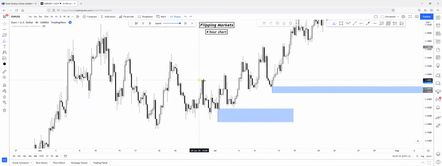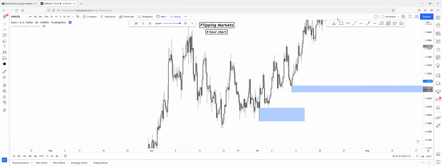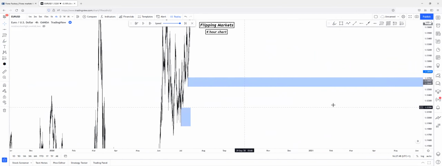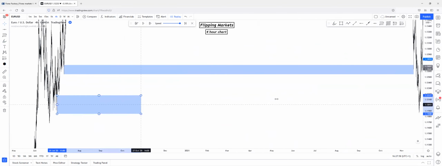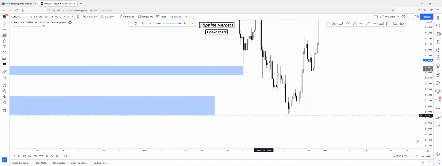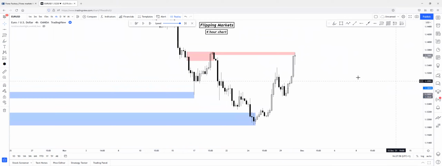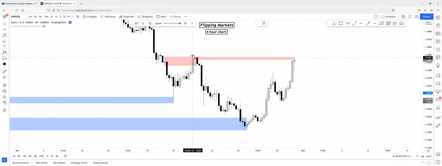As you can see, it just did a small change of character or break of structure to the upside with not much of an inefficient push, small liquidity sweep. So yeah, this region is just a range, and demands in ranges aren't the most valuable demand zones. Okay, so I just extend this zone here again. As you can see, price was perfectly reversed on this zone. So once again, price created this supply zone, inefficient push, break of structure, liquidity creation everywhere.